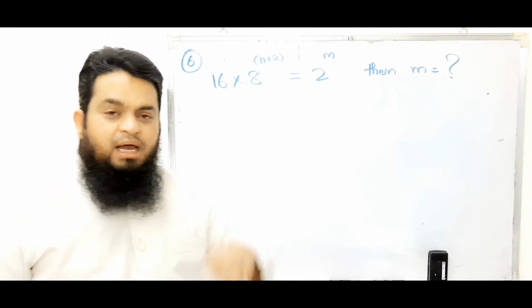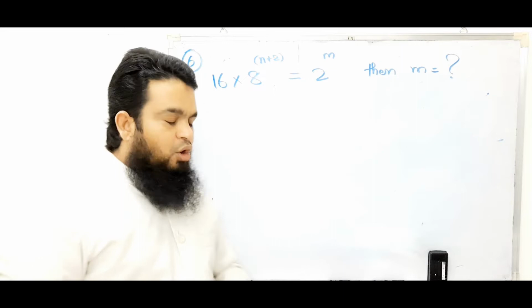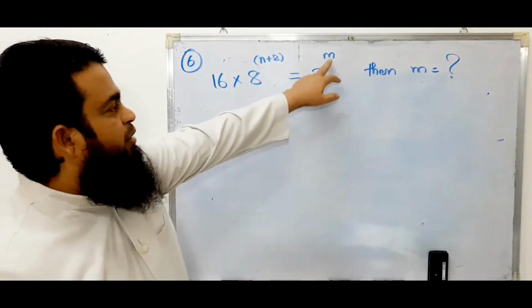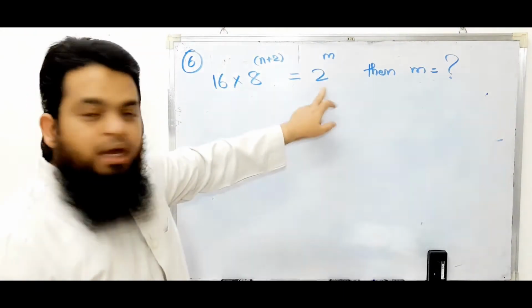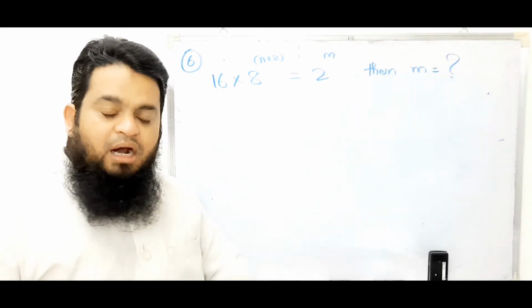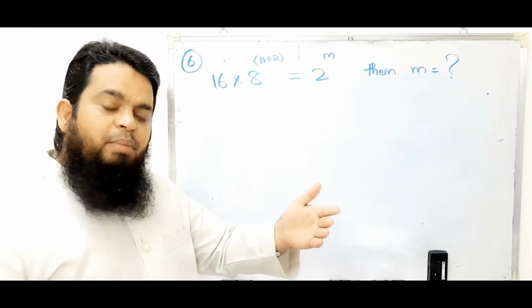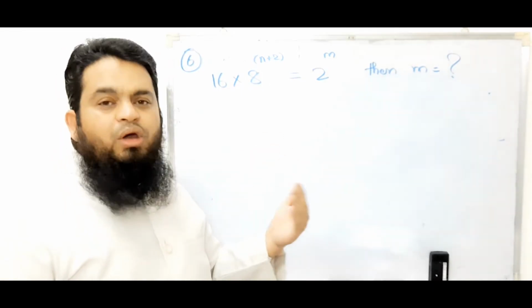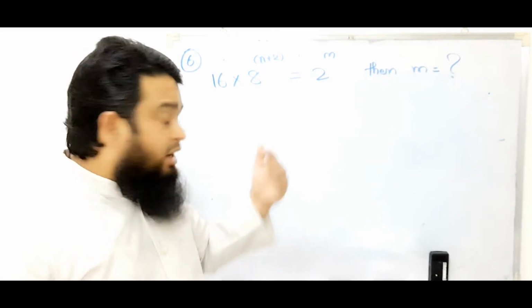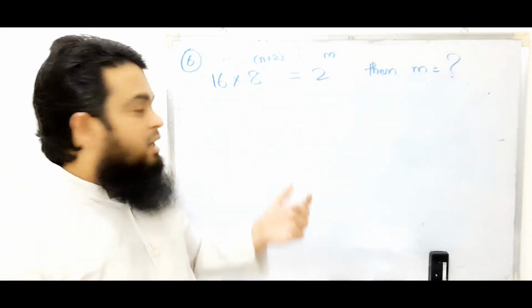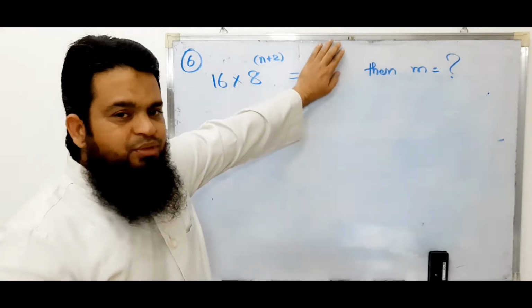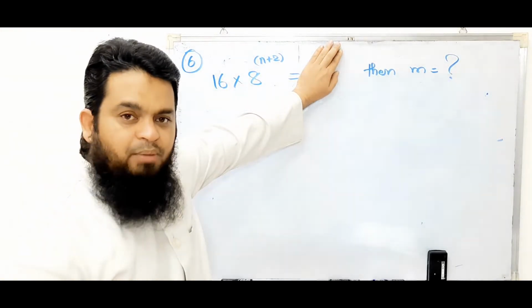Before going that, I just want to give you one hint. See, 2 to the power of m. So 2 is a prime factor, and you cannot factorize it any more. Is it right? So 2 to the power of m, this side is okay for me.